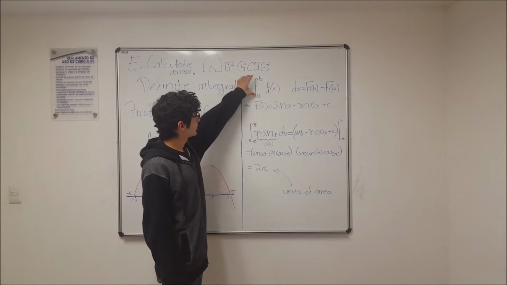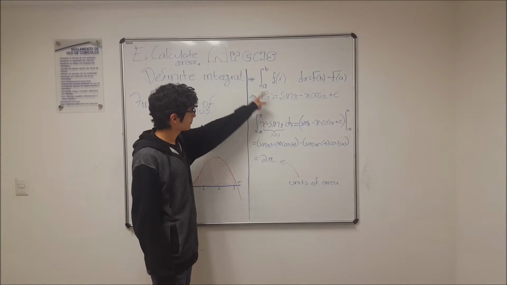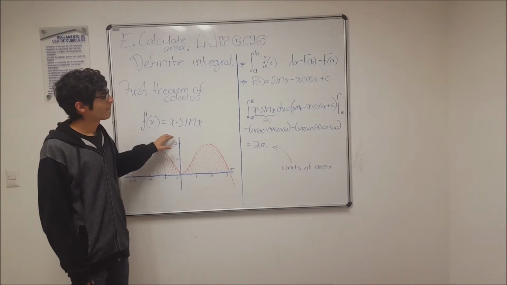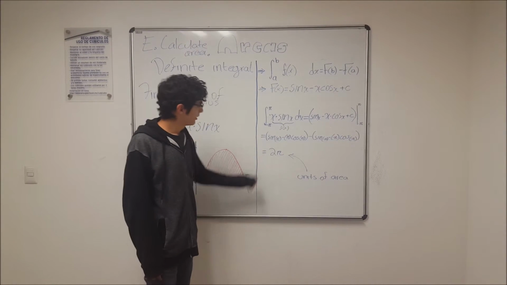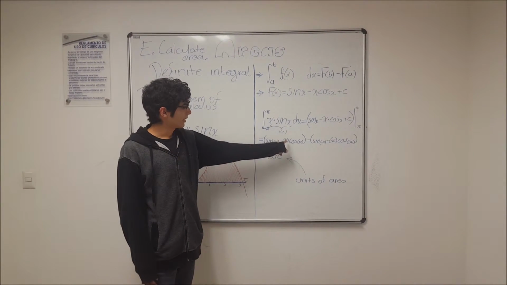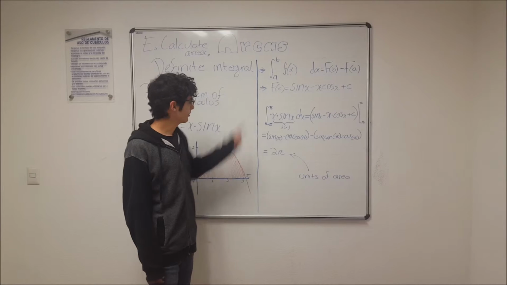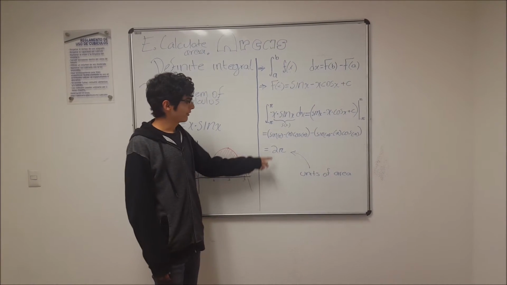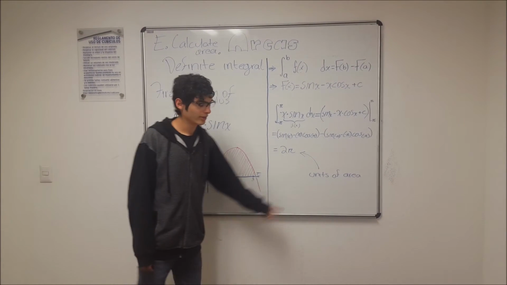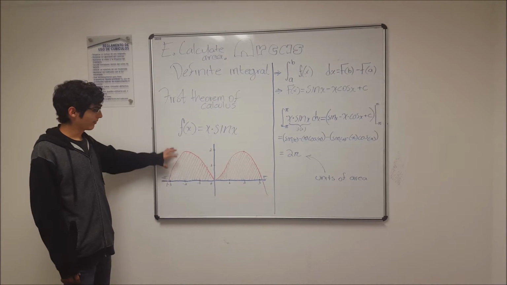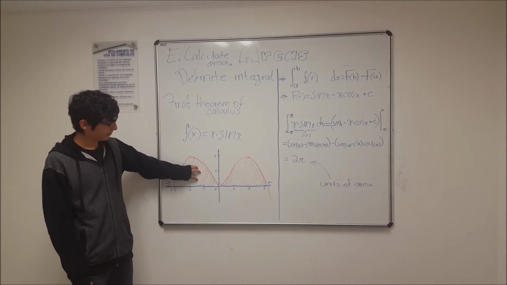If we substitute the values of a and b, we get minus pi and pi as a and b. The function is the same function as here, and this is going to be equal to those factors, which is evaluating sine minus x cosine, but with the respective values of a and b, which are minus pi and pi. The final result is 2 pi, and this represents the units of area. Those units of area are the shaded area in the graph, which is this part and this part.